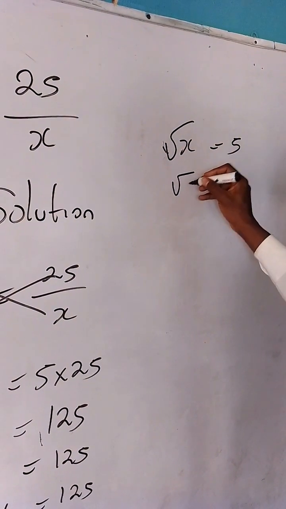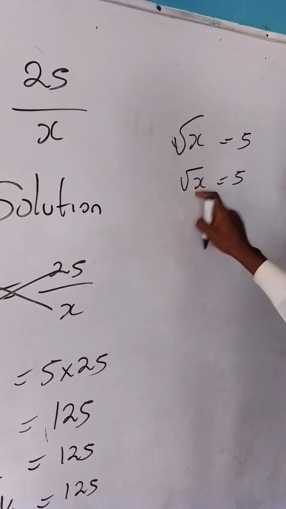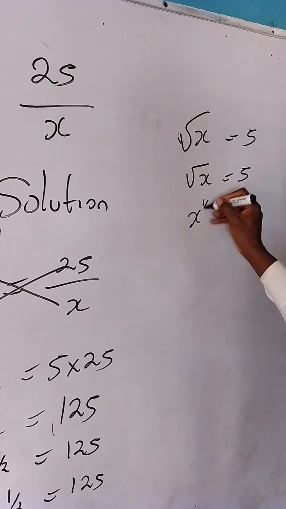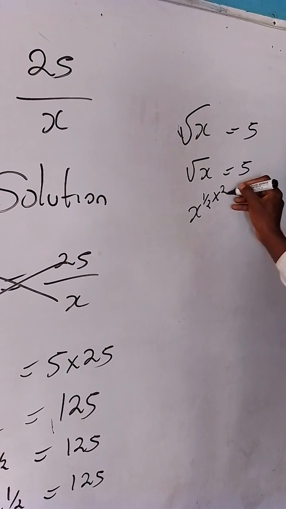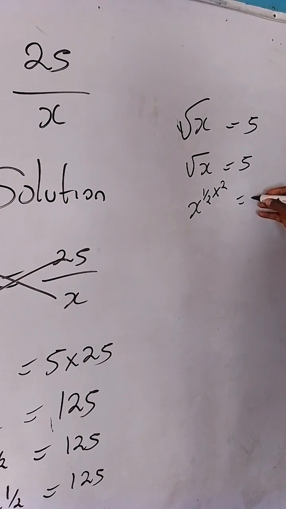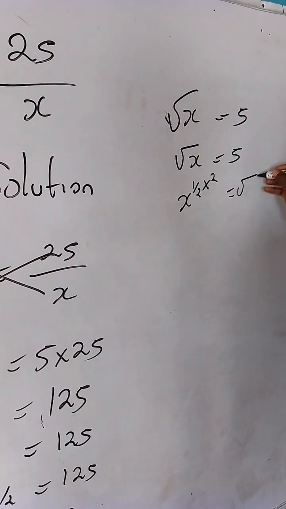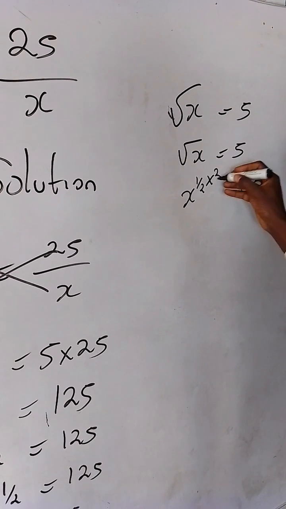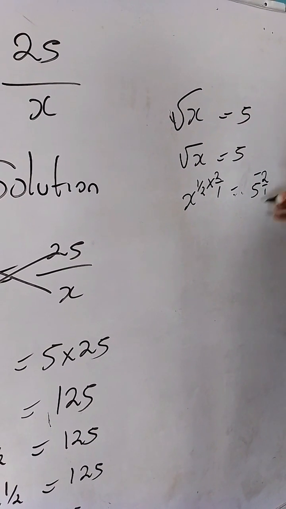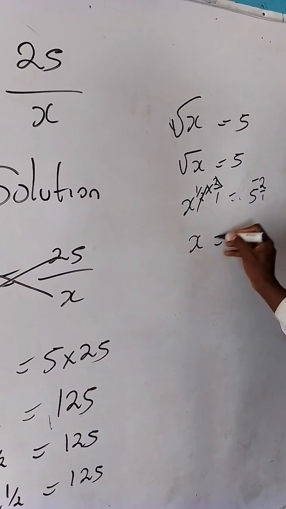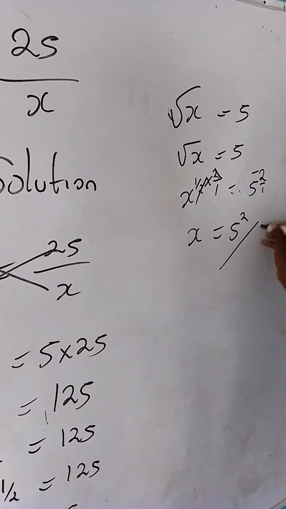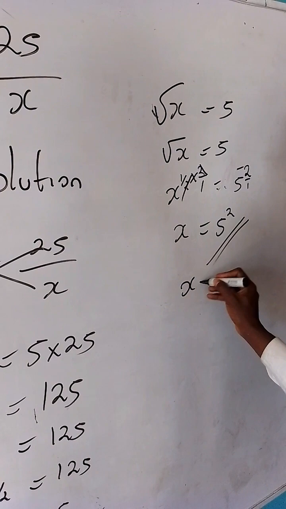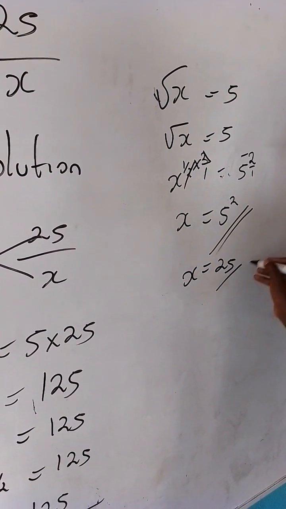So you now have square root of x equals 5. For you to remove this square root, you introduce power 2, since the square root is x raised to the power half. You can cancel this. Do the same thing on the other side: introduce the same power 2 over 1 here. This one is now going to cancel this. You now have x equals 5 raised to power 2. So your answer is x equals 5 raised to power 2, and 5 raised to power 2 gives x equals 25. So that's the answer.